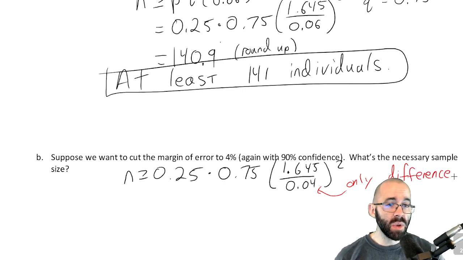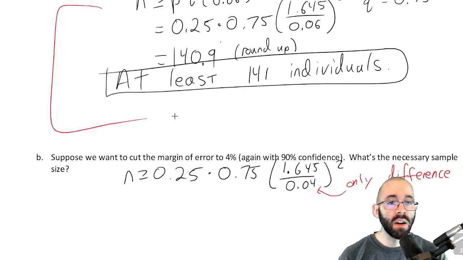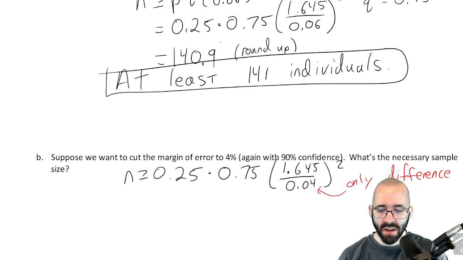And again, this can also be a great result. Maybe we did take a sample up here and our margin of error was too big. We decided we really wanted a 4% margin of error. Then we could really use the p hat and q hat.